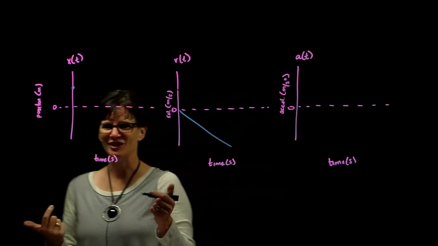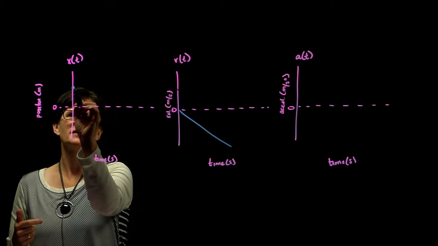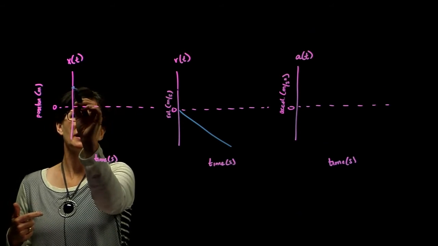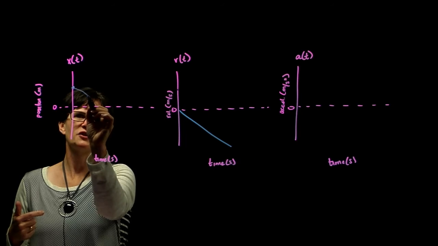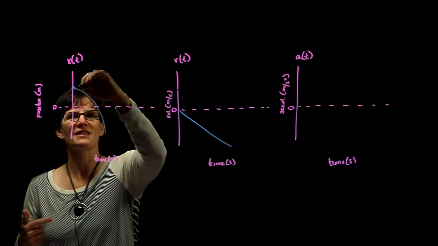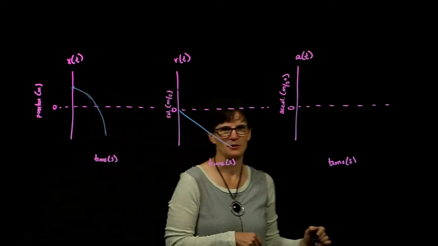So how does that look on that position versus time graph? Well, in the first little chunk of time, I might move a little bit in position. In the second chunk, I might move a bit more. And in the third chunk, I might move a bit more. And in the fourth chunk, I might move even a bit more. So I get this curved shape to my position versus time graph.